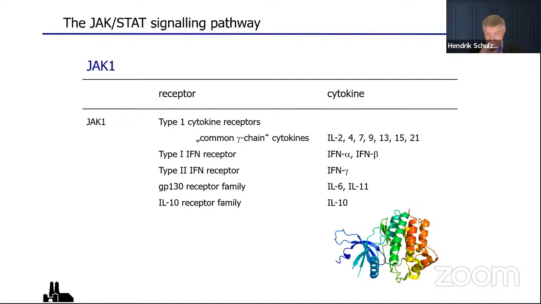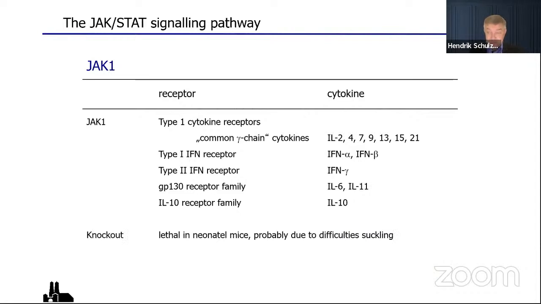JAK1 binds to the type 1 cytokine receptors. It transfers signaling through the common gamma chain cytokines, so the T cell cytokines IL-2, 4, 7, 9, 13, 15, and 21. It also transfers signaling through the interferon type 1 receptor, the interferon type 2 receptor, the GP130 receptor family, and therefore it's involved in IL-6 signaling, and finally the IL-10 receptor family. So it is ubiquitously expressed on white blood cells, where it can transfer signaling from different cytokines.